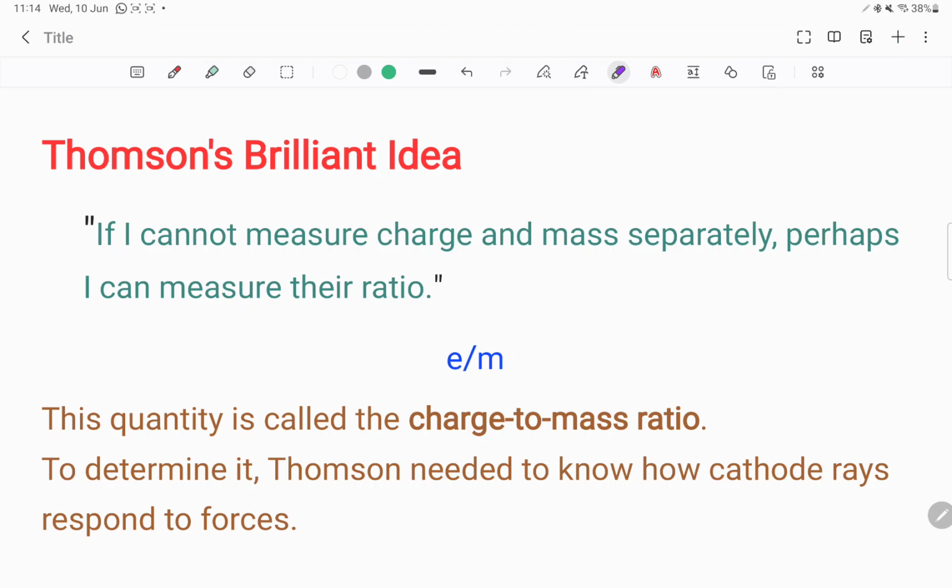So Thomson realized that instead of measuring charge and mass separately, why not measure their ratio, e by m? This is called the charge to mass ratio. To determine it, Thomson needed to know how cathode rays respond to forces, like electric and magnetic forces.